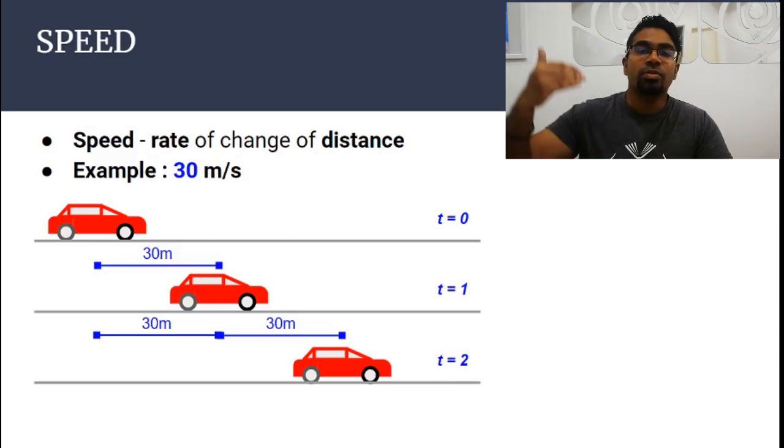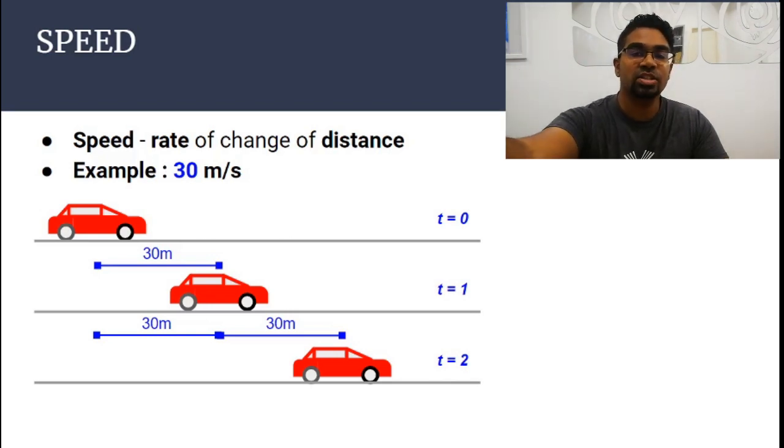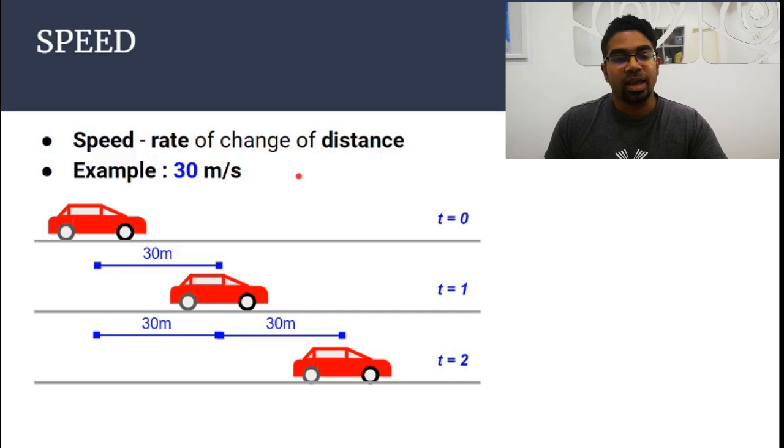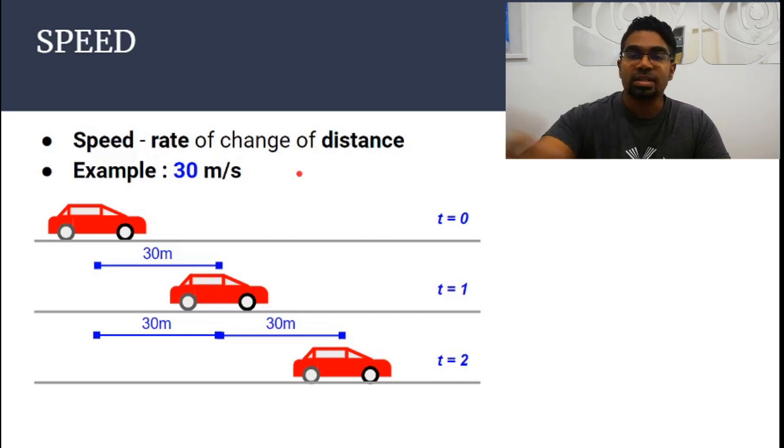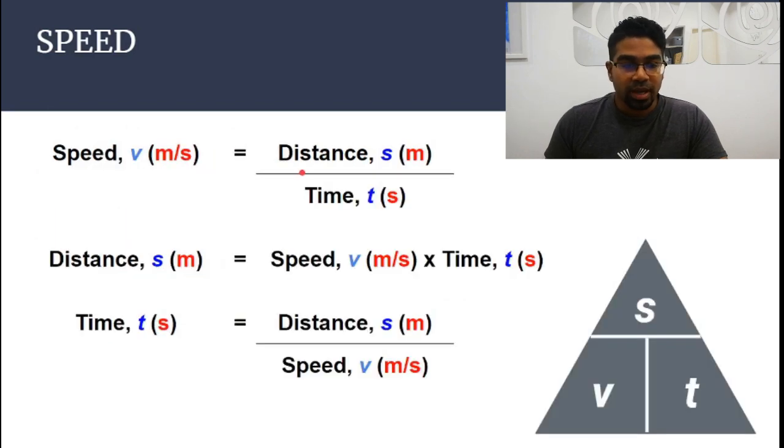Speed is how fast the distance is changing. So how fast you're moving forward. If it's 10 meters per second, every second you're moving 10 meters. So this is what speed is. And notice there's no direction mentioned. So the direction here is irrelevant. As long as you're moving 10 meters in any direction for every second, then your speed is 10 meters per second.